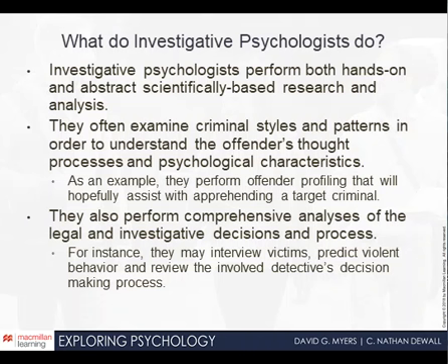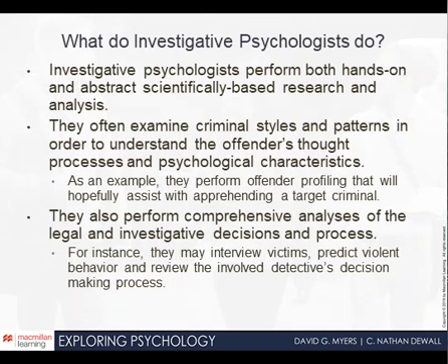What do investigative psychologists do? Investigative psychologists perform both hands-on and abstract scientifically based research and analysis. They often examine criminal styles and patterns in order to determine and understand the offender's thought processes and psychological characteristics. As an example, they perform offender profiling that will hopefully assist in apprehending a target criminal.